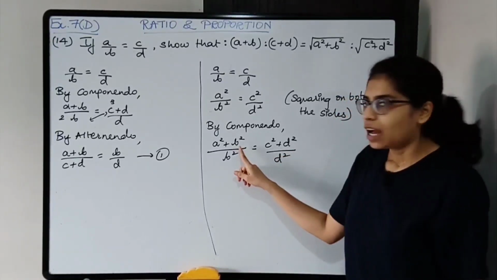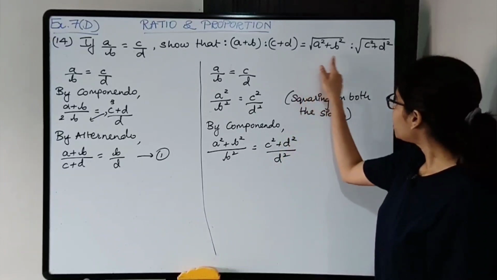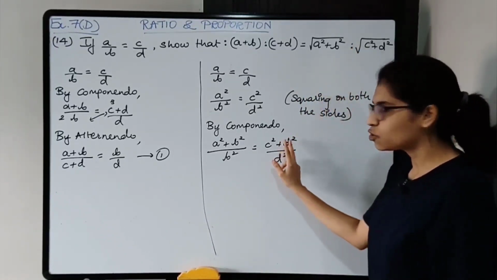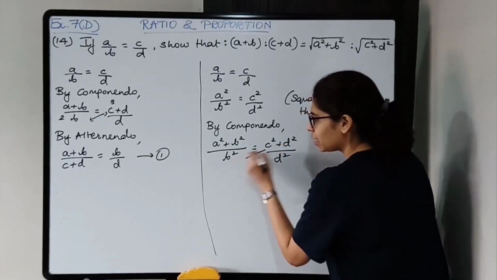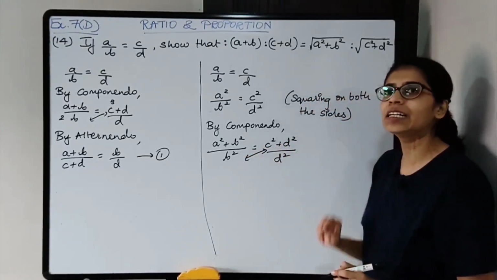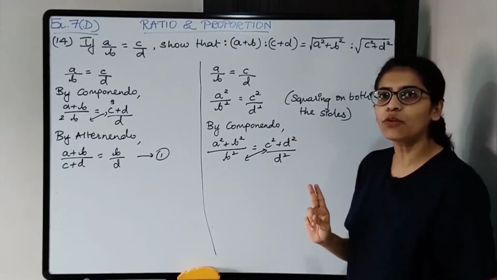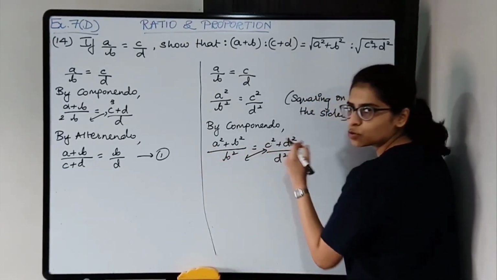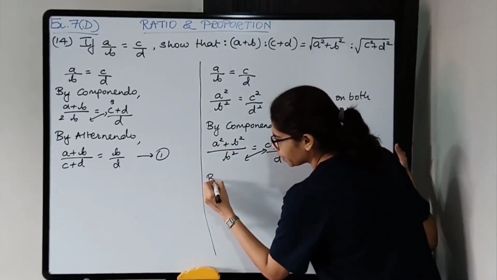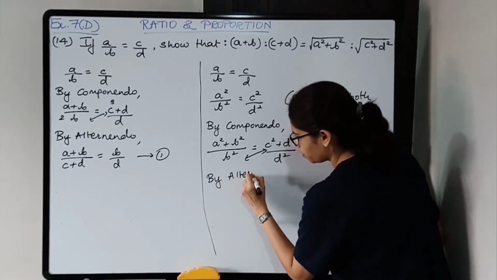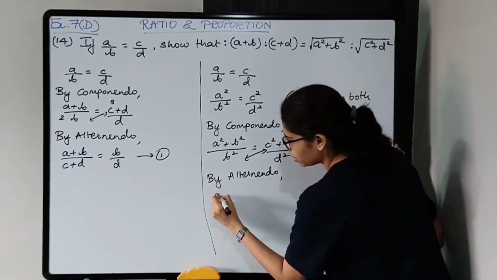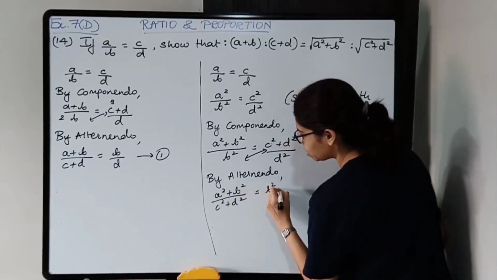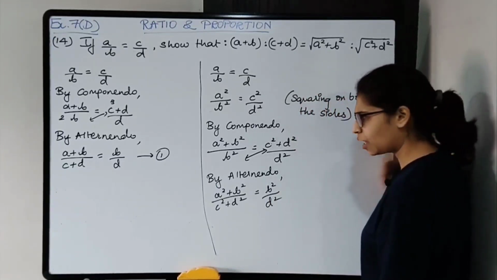Now I need A square plus B square upon C square plus D square. Okay, so we'll just shift this over here and this over here. So we are interchanging the second and third quantity, therefore it is alternando. Okay, first, second, third, fourth. So when we interchange the second and third, it is alternando. By alternando, what we will get? A square plus B square upon C square plus D square is equal to B square upon D square. Now we are quite close.